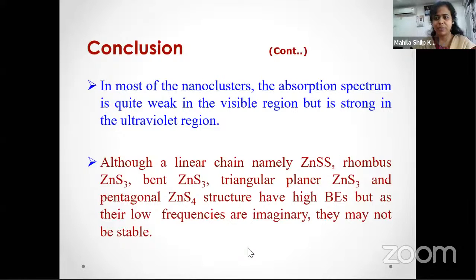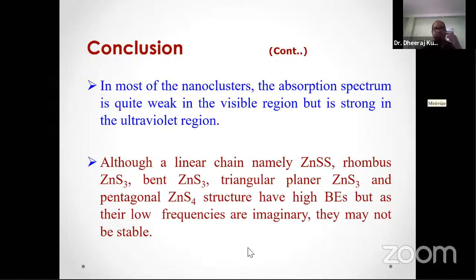Yeah, there is a question in the chat box. I can also read it. What is B3LYP and why is it the most popular functional in density functional theory?